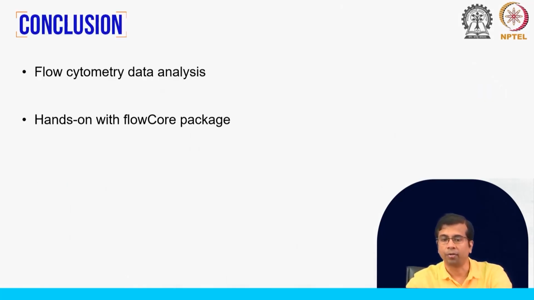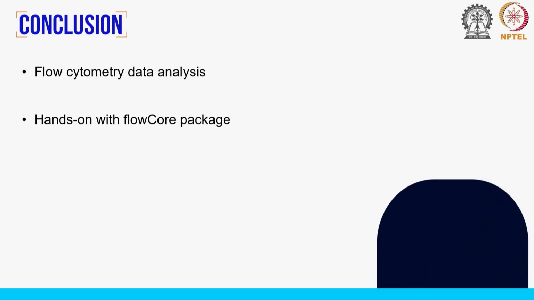I have given you a very brief glimpse of flow cytometry data analysis. Of course, there are a lot of things that you can do. For example, using flowViz, you can select cells, draw on top of the density plot, draw different shapes, and select cells from different regions and analyze their signals. All those things are possible, but because of time we have not managed to do that. I have also shown you some hands-on with the flowCore package.